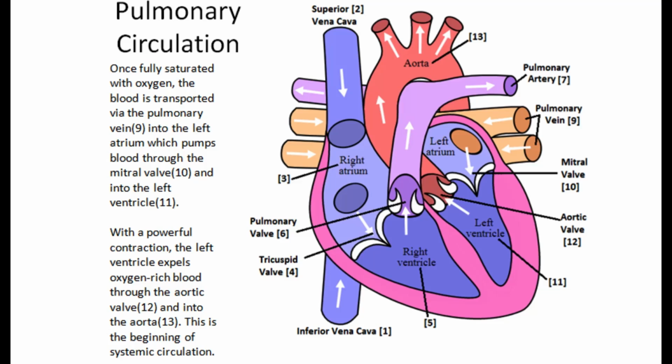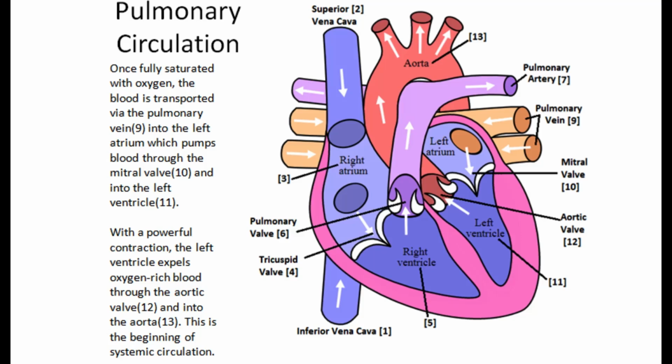So from there it will enter into the left atrium. Through the left atrium, again it enters into the left ventricle via the mitral valve. The mitral valve is denoted with number 10 and the left ventricle you can see number 11. Now what happened is deoxygenated blood is pumped from the heart to the lungs. There it got oxygenated. Oxygenated blood again came back to the heart through the left atrium into the left ventricle.